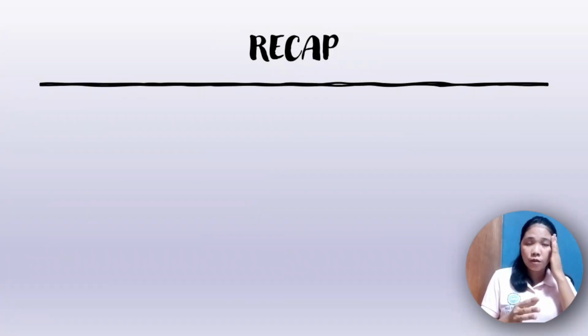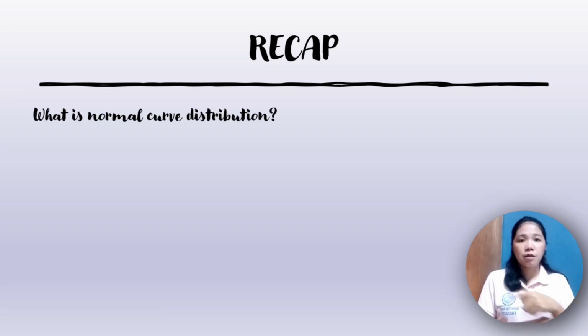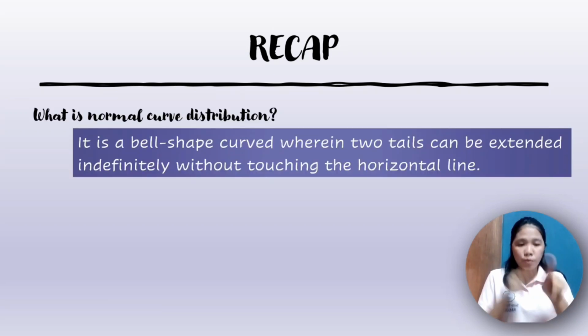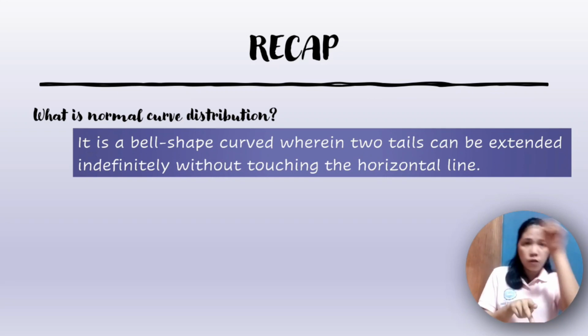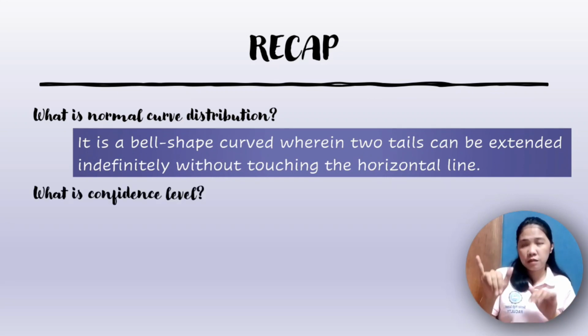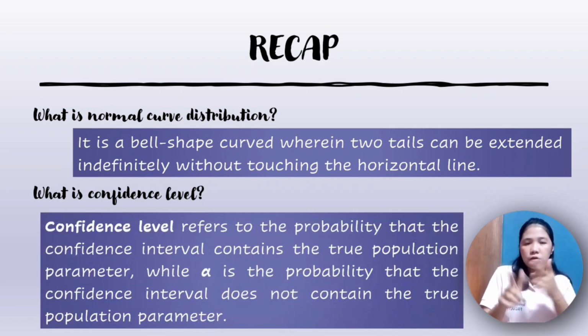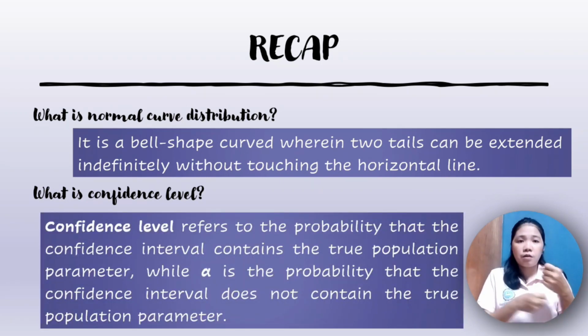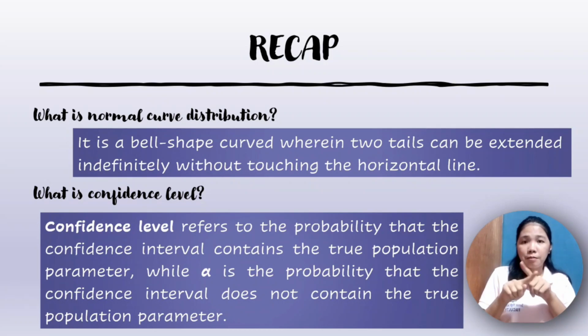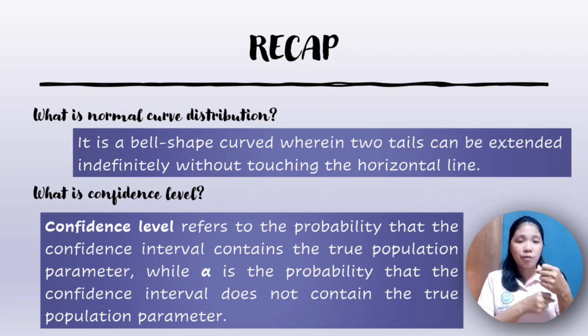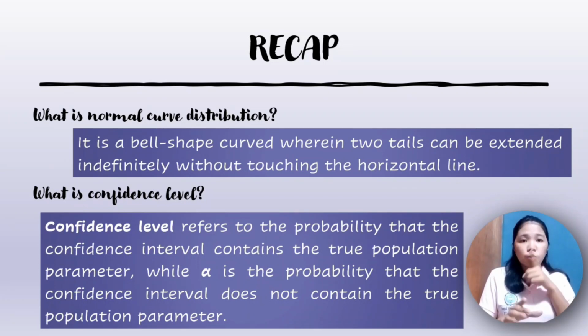Let's have a recall on terms you have learned last episodes. What is normal curve distribution? Yes, it is a bell-shaped curve wherein two tails can be extended indefinitely without touching the horizontal line. What is confidence level? Confidence level refers to the probability that the confidence interval contains the true population parameter, while alpha is the probability that the confidence interval does not contain the true population parameter.